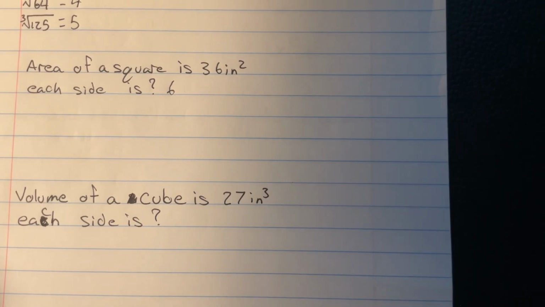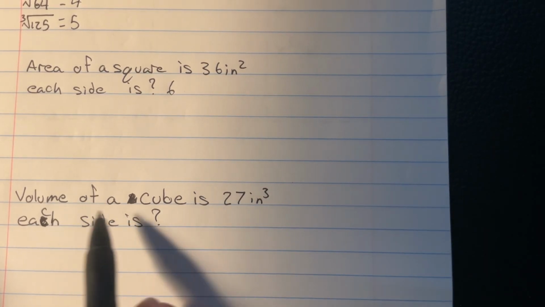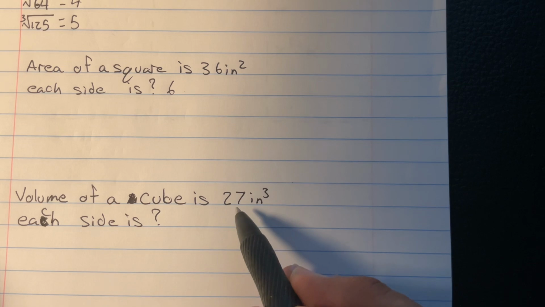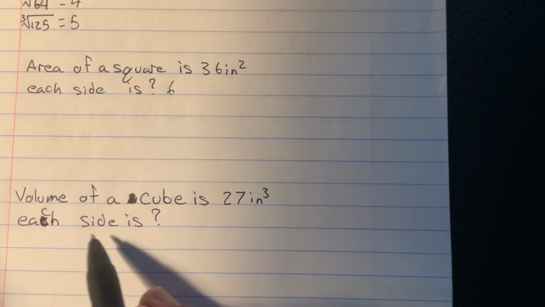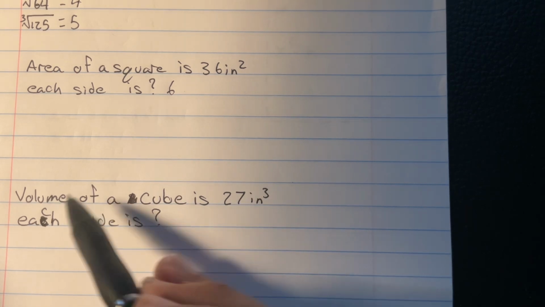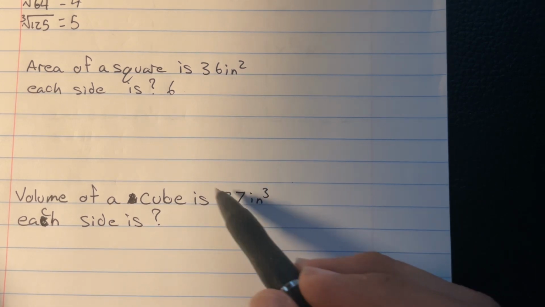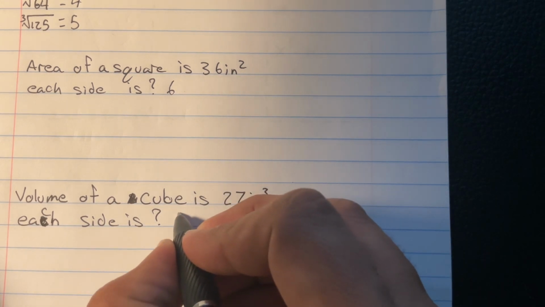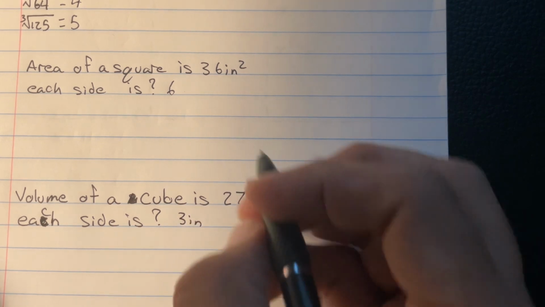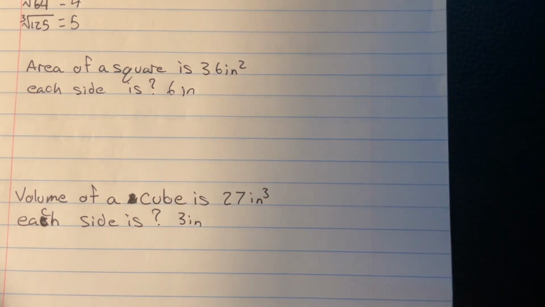So the next one is going to be me messing up a couple times. Volume of a cube is 27 inches cubed. Each side is, so you're dealing with volume and a cube. So you're going to be cube rooting the 27. So the cube root of 27 is 3. This is inches. The last one was also inches. I should have written inches.